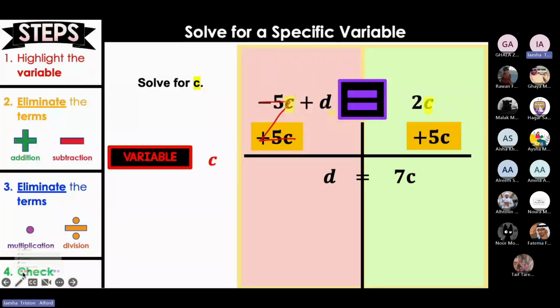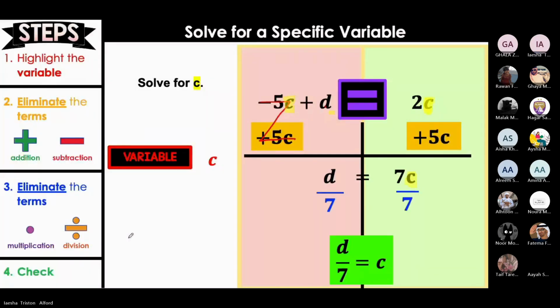Remember, we want c. Divide +7 both sides. So you divide +7 both sides. You get c is equal to d divide +7. So this is the first thing you have to know how to do before you can make the question for the exam: how to solve for a specific variable.